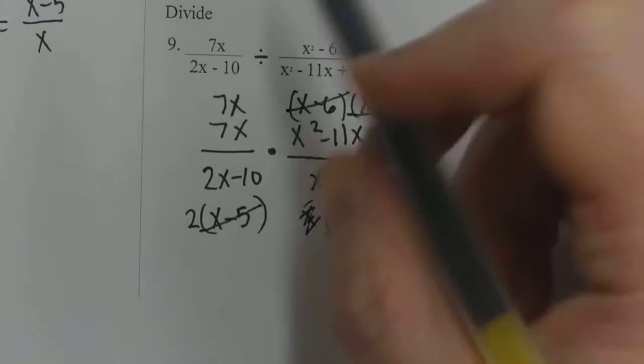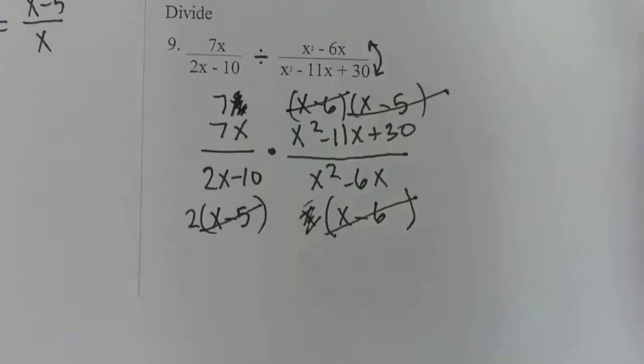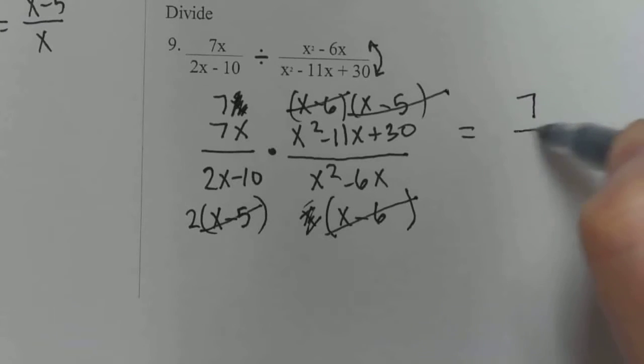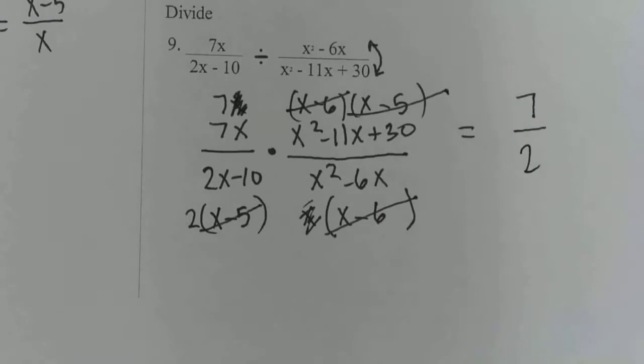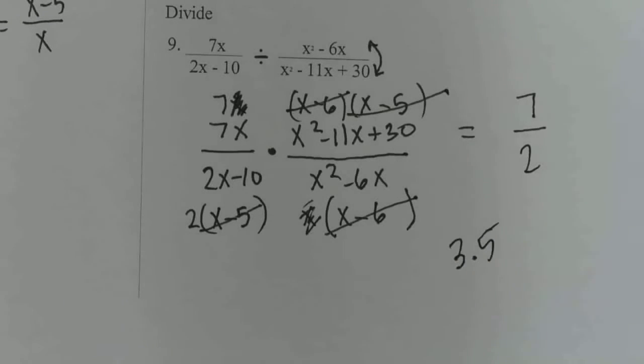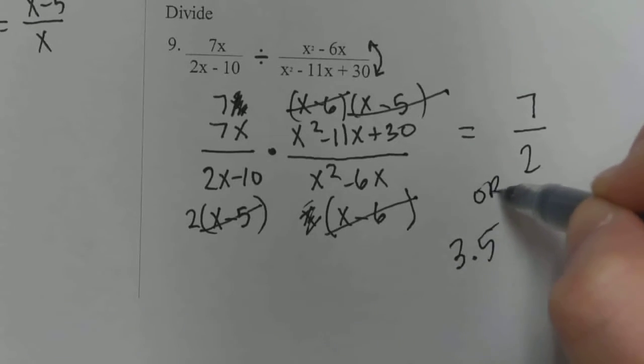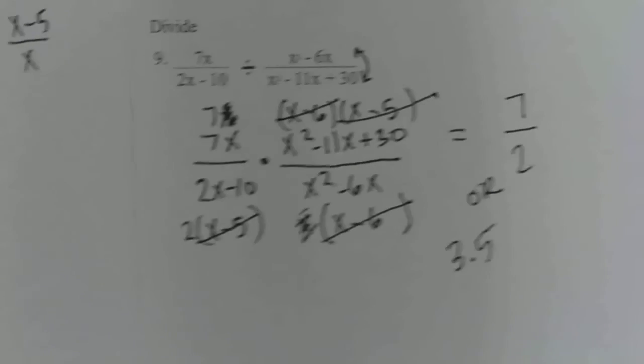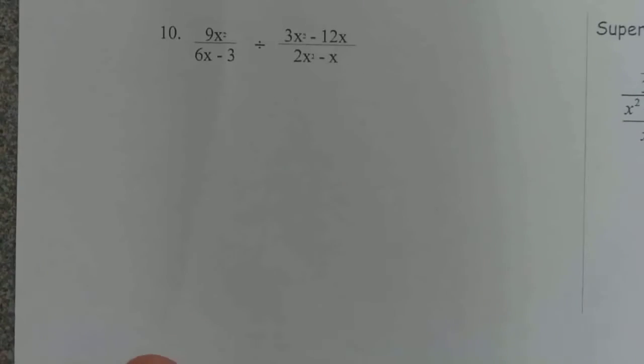X minus 6s are gone. X minus 5s are gone. This x right here gets to cancel with this x right here. So on the top, I'm left with 7. On the bottom, I'm left with 2. You can turn that into a 3.5 if you'd rather see it that way, or 7/2 is totally fine.